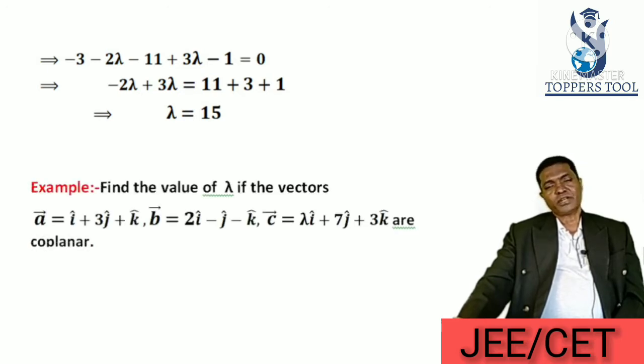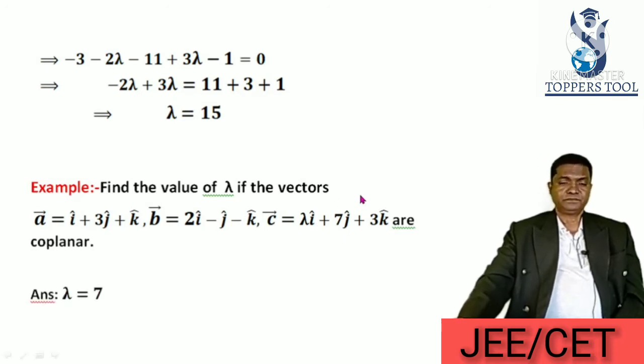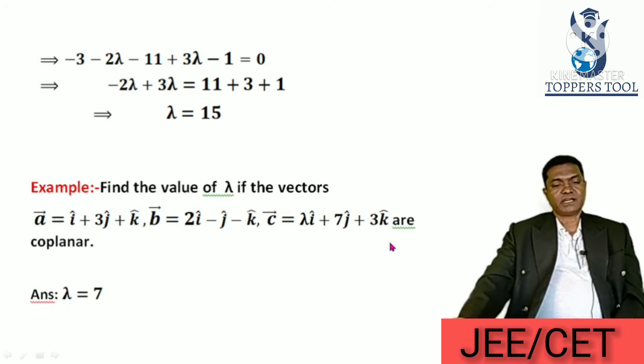Here is one more example for your practice. Find the value of lambda if the vectors are coplanar. The final answer is lambda is equal to 7. You can try.